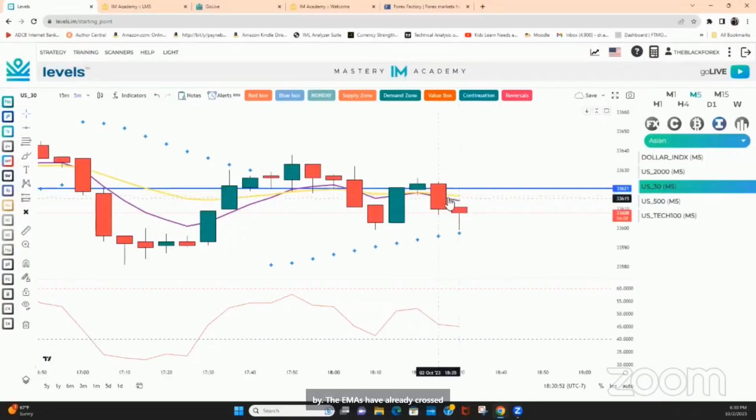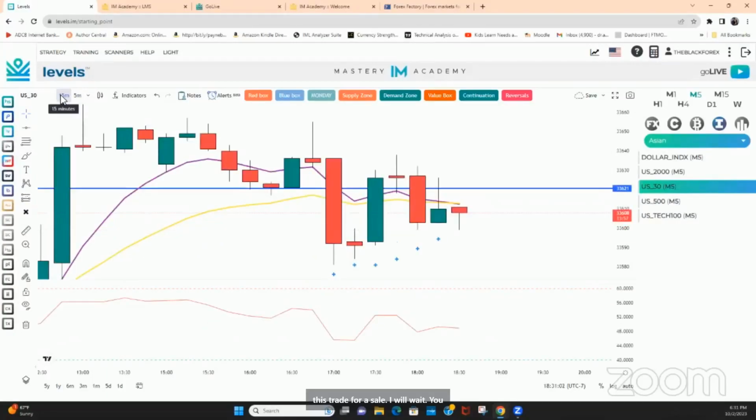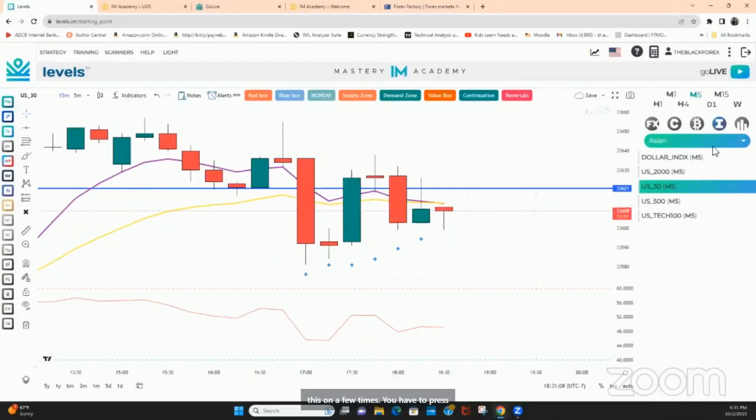The EMAs have already crossed here for a sale, but look, it's consolidating. The market is consolidating and you have these pluses here. So I would not get in this trade for a sale. I will wait. You do not add the plus signs. It is already on the chart. I've gone over this a few times. You have to press M5 on the right and the chart will set up.